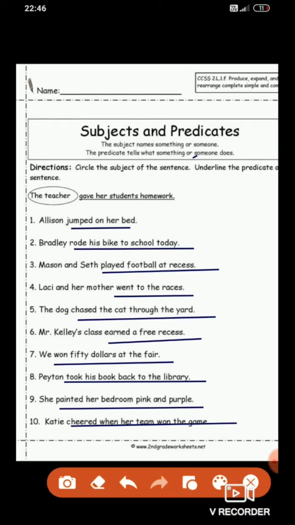No, it's not necessary. For the subject, you need to find when a noun or pronoun is there, because it is a naming part, whereas in the predicate you need to find when a verb is there. Am I right? The predicate always starts with a verb. Clear? I hope you have understood this topic very well.